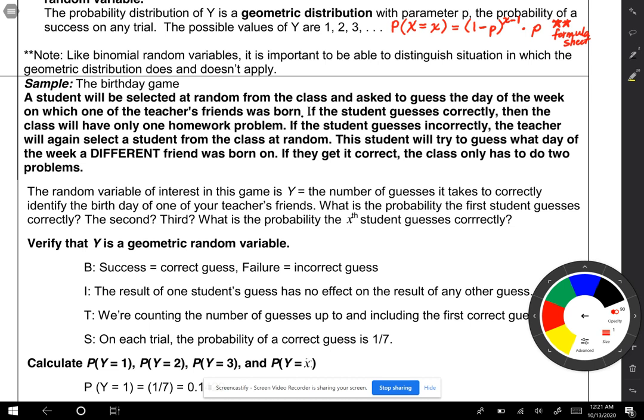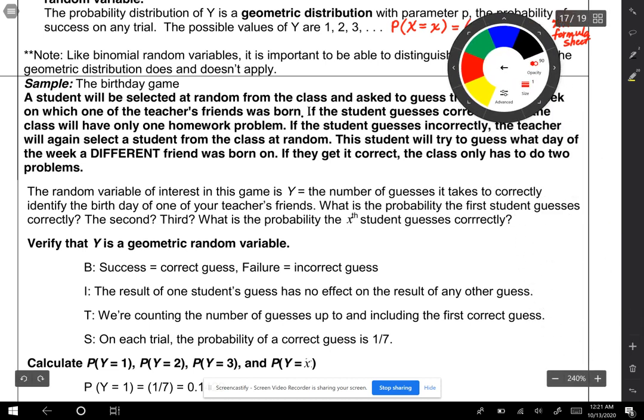The random variable of interest in this game is y. Y equals the number of guesses it takes to correctly identify the birthday of one of your teacher's friends. What is the probability the first student guesses correctly, the second, the third? What is the probability the xth student guesses correctly? Verify that y is a geometric random variable.